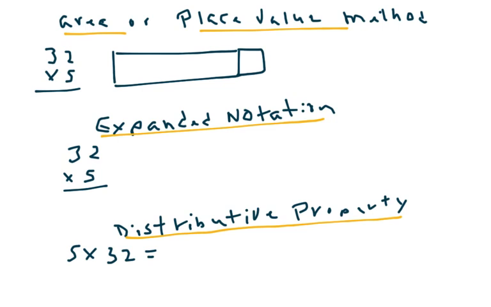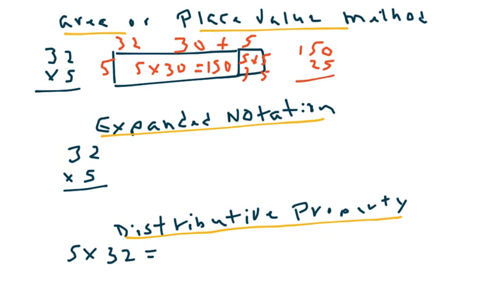Okay, so you're finished. Well, the area model uses the area of a rectangle, and it's 32 times 5. And so we make that 30 plus 5, and then 5 times 30 here, and 5 times 5 here. So 5 times 30 is 15 tens, 150. 5 times 5 is 25. So we add them over here, 150 plus 25, 175.